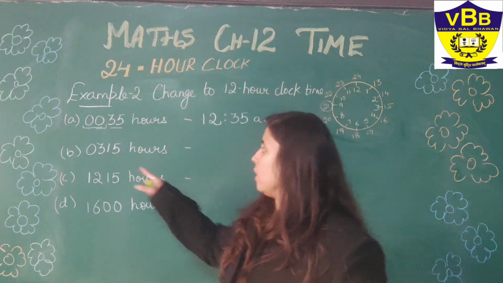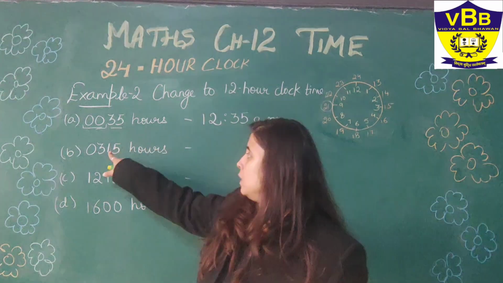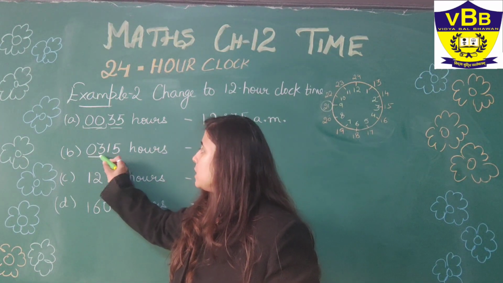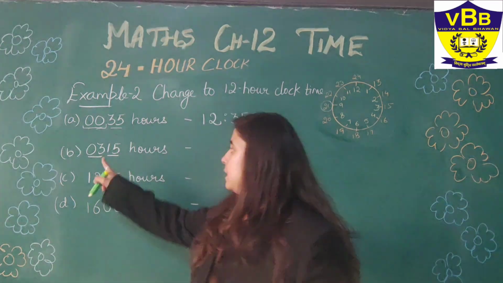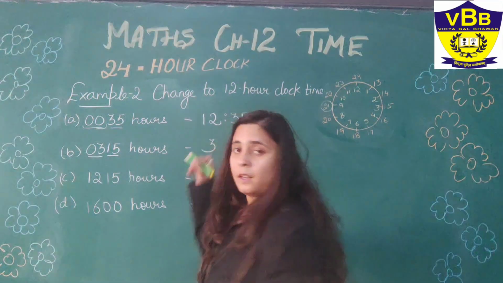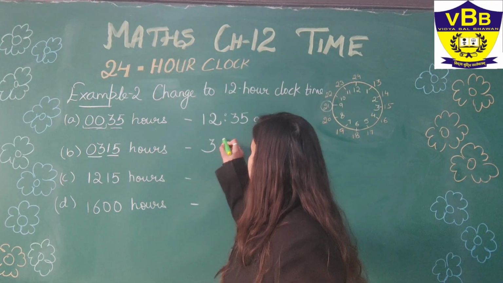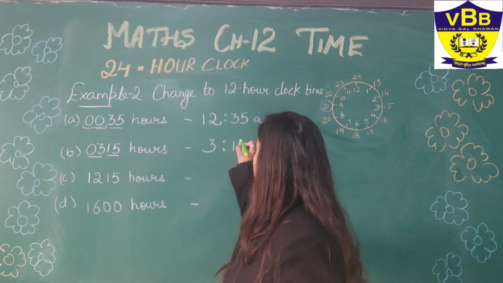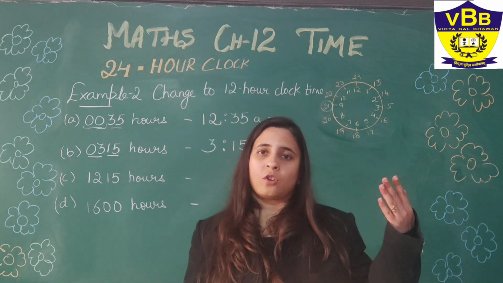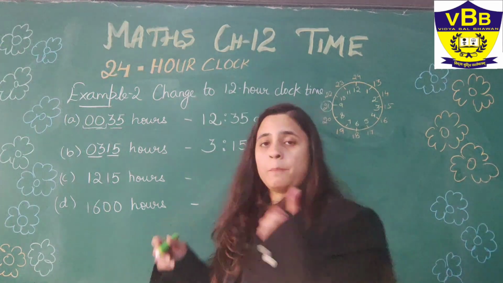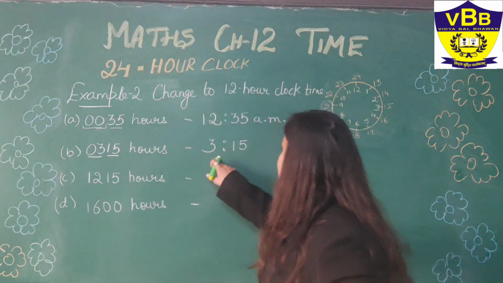Alright. Now next B part is 0315 hours. So here we know that first 2 digits are hours, whereas the last 2 digits are minutes. 03 means it will be 3 and minutes is 15. So it will become 3:15, and when it is 0, 1, 2, 3, it is all in AM. For the PM we come to the next time, right? So it is 3, so 3 means it is AM.